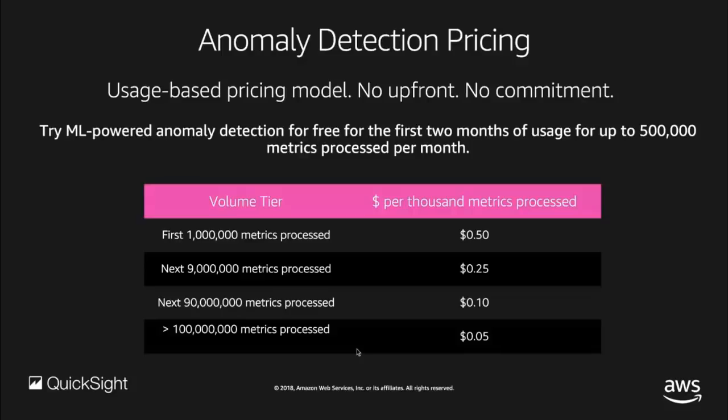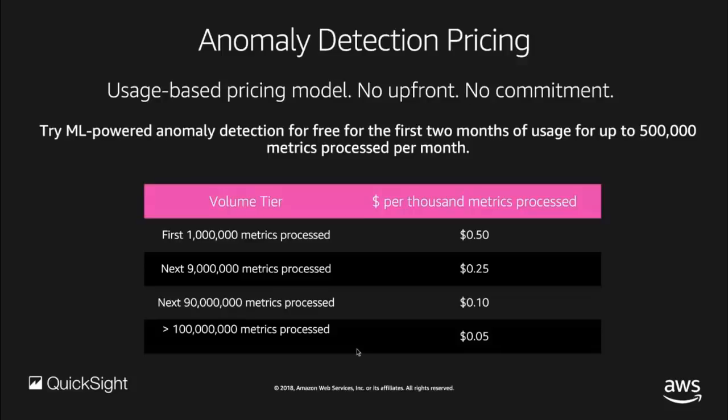With anomaly detection, which you schedule to run continuously in the background, it comes with a usage-based pricing model. So there's no upfront fee and commitment. Pricing is based on the number of metrics processed per month, starting at 50 cents for 1,000 metrics processed. And you also get volume discounts so that as you add more data and new use cases for anomaly detection, it becomes even more affordable.